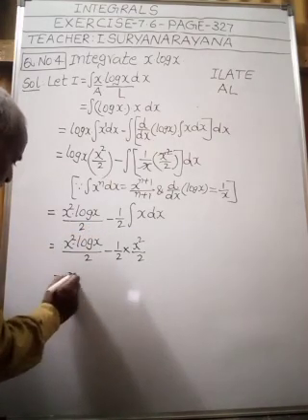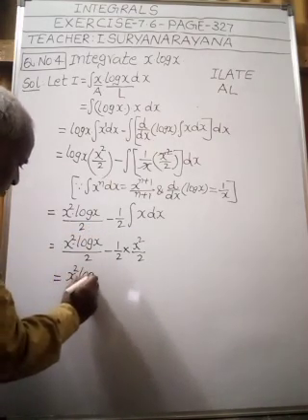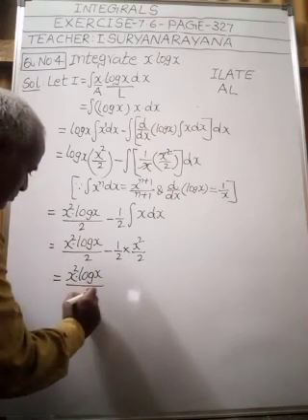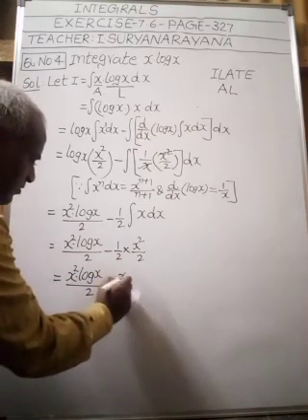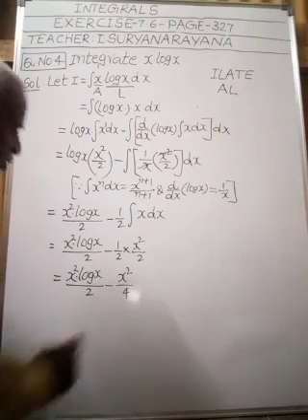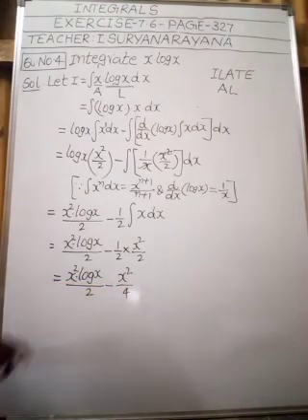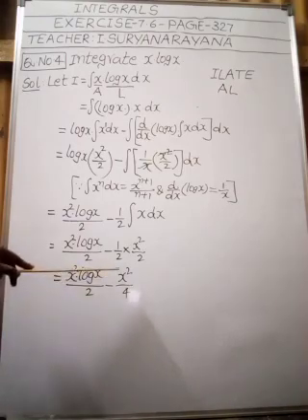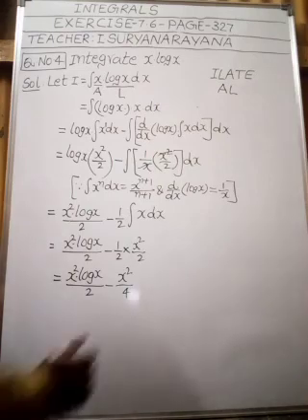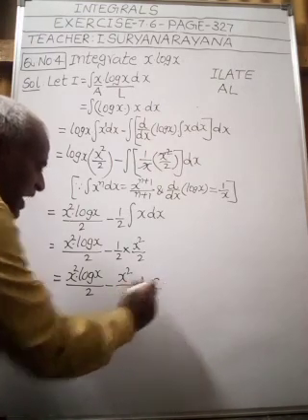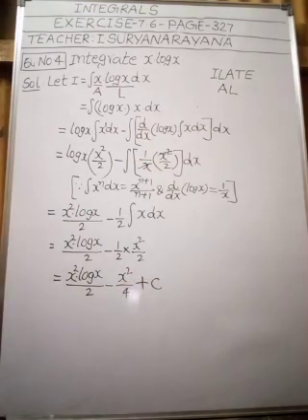That is equal to x square log x by 2 minus, what will we get? x square by 4. Isn't it, my children? Right. So the integration part is also over. Simplification part is also over. This is the final step, the last step. So at the last step, we have to add the constant of integration. Do you remember that point, my children? Right.